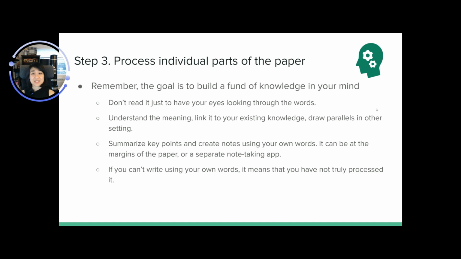Step 3, process individual parts of the paper. Now, this is the tricky part, and I would say the more difficult part, okay? Remember, the goal is to build a fund of knowledge in your mind. Don't just read it to have your eyes looking through it. I can say I want to read 2 papers in half an hour, but if I'm just scanning through, there's no point. So the goal is to understand the meaning, link it to your existing knowledge in your brain, and also draw parallels in other settings. Here, if you can, summarize key points and create notes using your own words. It can be in the margin of the paper if you like to use paper, or in the PDF, okay, or a separate note-taking app. And if you can't write it using your own words, it really means that you have not truly processed it.